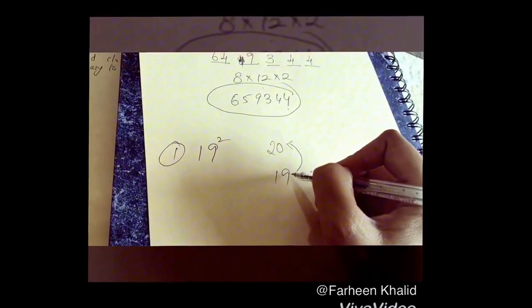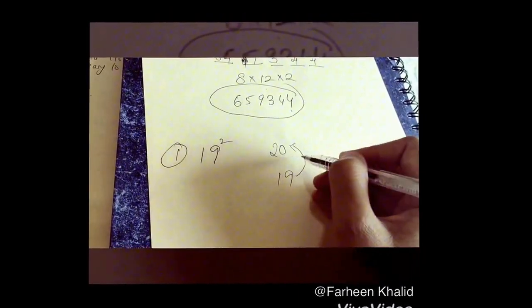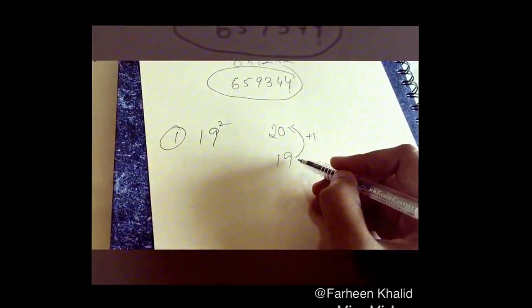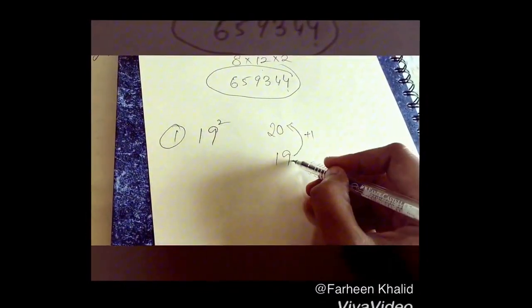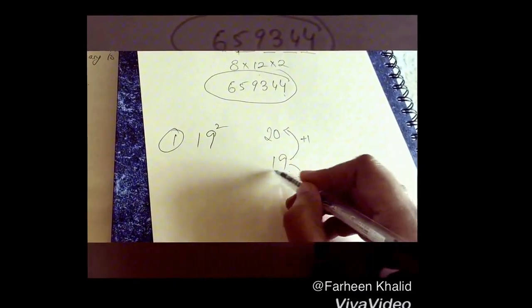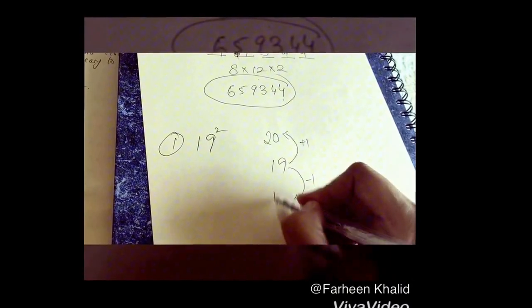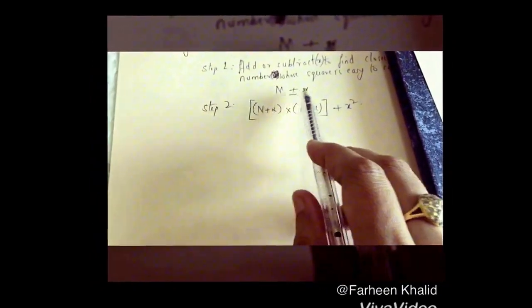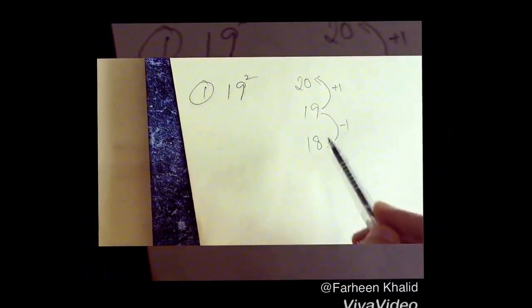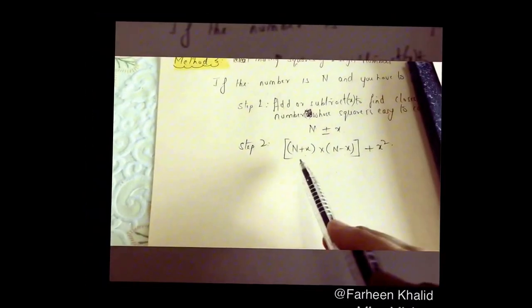So how much did we add to 19 to make it 20? We added 1. Because you added 1, the next part is you subtract 1 from the same number, which makes it 19 minus 1, which is 18. So you did plus and minus x, and the numbers are 20 and 18. Now what do we have to do? We have to multiply these two numbers.